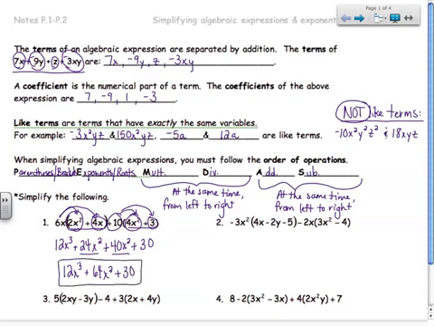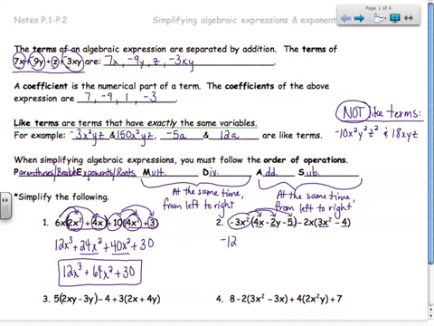Now the second example again is similar. Inside our parentheses, we have three terms, none of which are like terms. And in the second parenthesis, two terms which are not like terms. So now we're going to go to that distributive property here.